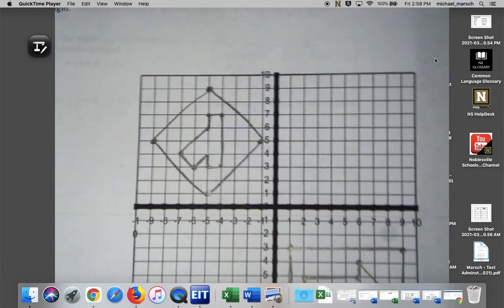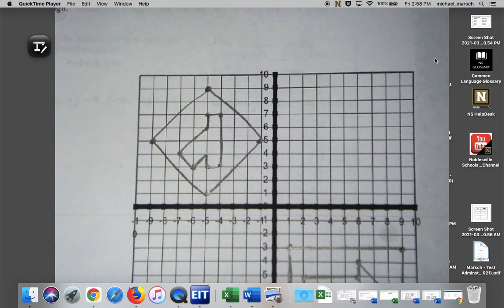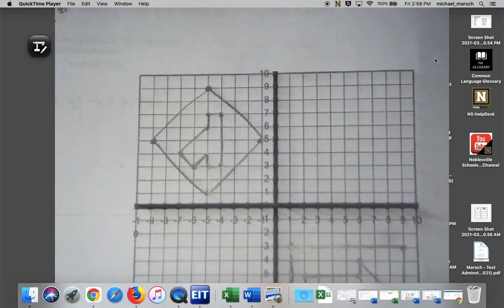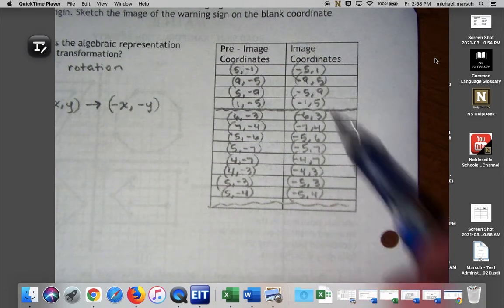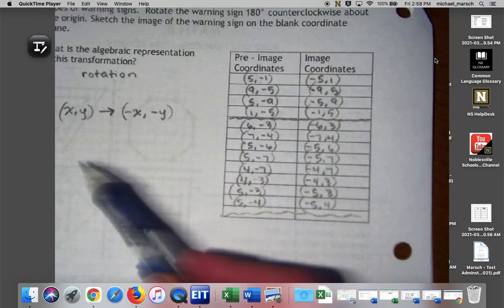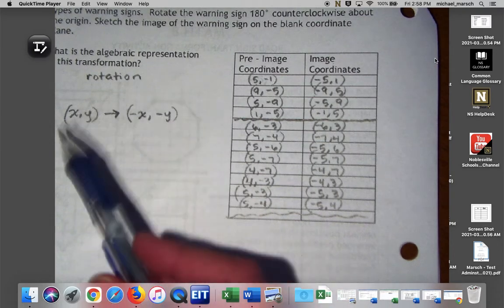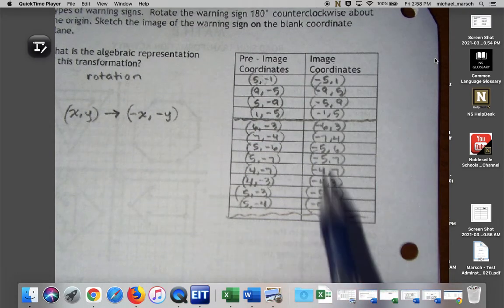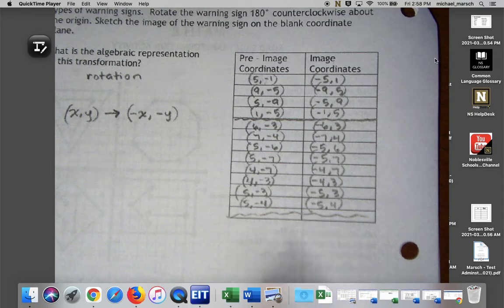So do you have to look at your picture like this or this? Nope. That's why we do this table here, so that you can just plot the points and you don't have to overthink it. By having the algebraic representation, it tells you exactly where your new ordered pairs are going to be, and you just plot them and connect as you go. Can you show us what the finished product should look like? Yep.